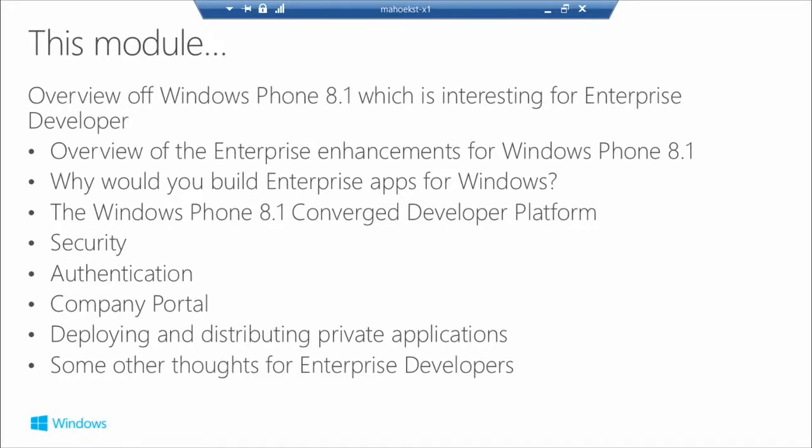So the agenda for today is a little bit about the enterprise enhancements we did for Windows Phone 8.1, why you would consider building apps for the enterprise, the converged developer platform, and then specifically the authentication and security part of the platform. A little bit about the company portal, and in the end some things about how you can start distributing these enterprise line of business apps to your end users, and maybe some extra ideas or inspiration for you guys to start building.